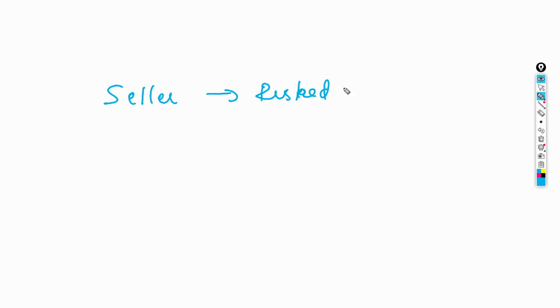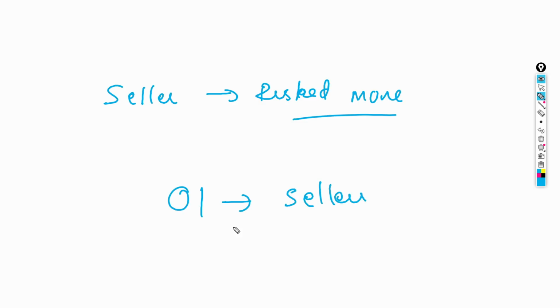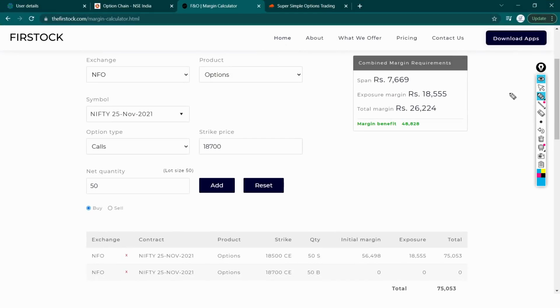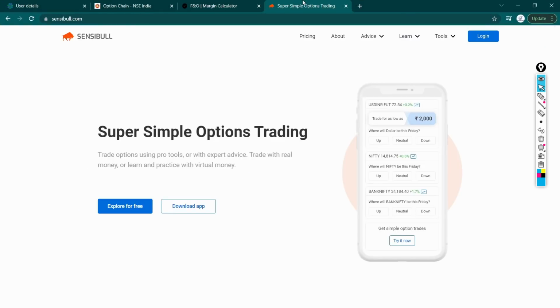So that's the reason sellers are always given an edge in option selling, because he has to put in more capital to actually do option selling. For the same reason, even open interest is always looked at from the perspective of the seller, not the buyer. This is one thing you have to be very clear about before you actually read the open interest data. So now we will go to Sensibull and try to understand what exactly the data suggests.